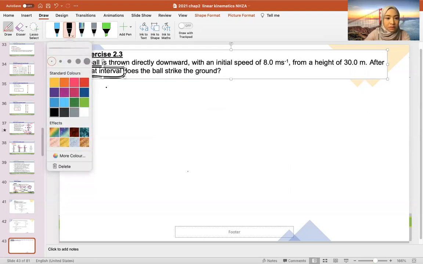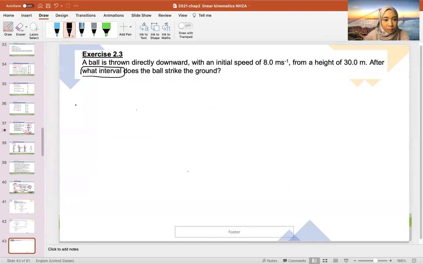So the ball started from the top at 30. Okay, 30 meter. And then it went down to 0 meter. Okay, kita assume ground level as 0 lah. Okay, this is our ball. It's from the top 30 meter going down. Okay, so kita start dengan Amirul lah. Amirul, how did you do this problem?